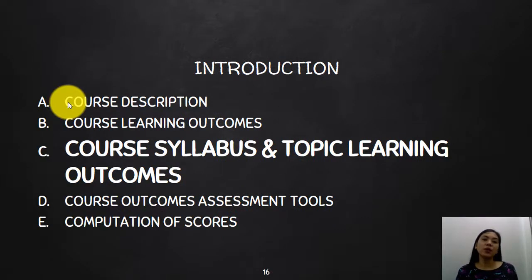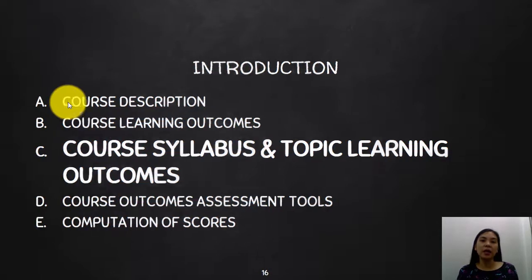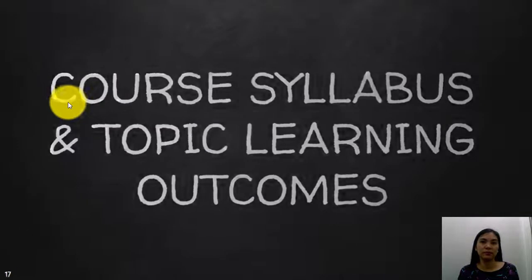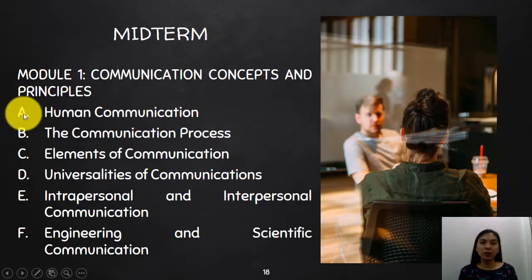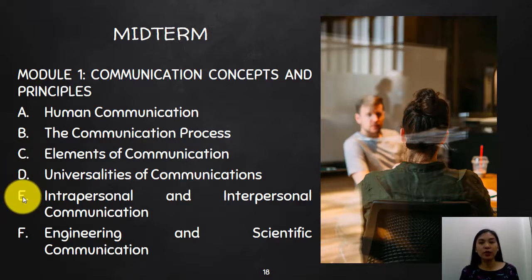So next topic is your course syllabus and topic learning outcomes. So our course will comprise of 4 modules. So your module number 1 under midterm is entitled Communication Concepts and Principles, wherein we will be tackling human communication, the communication process, elements of communication, universalities of communication, intrapersonal and interpersonal communication, and engineering and scientific communication.